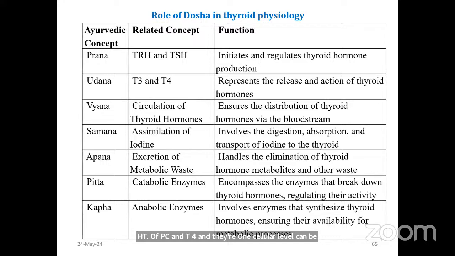Circulation of thyroid hormone can be contributed by the Vyan Vayu. Assimilation of iodine occurs by the Saman Vayu. Excretion of metabolic waste is mainly by Apanvayu, and catabolic enzymes are mainly correlated with pitta, and anabolic enzymes can be correlated with kapha. Next.